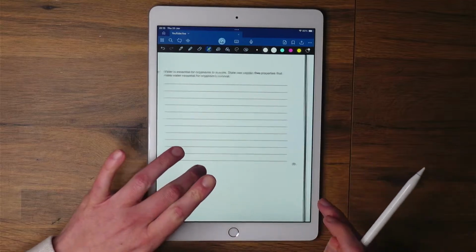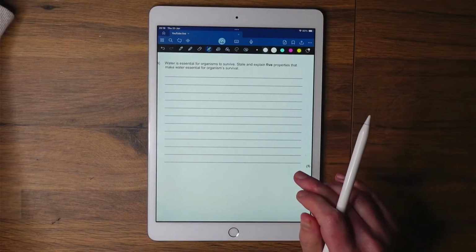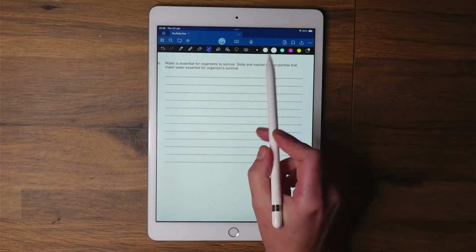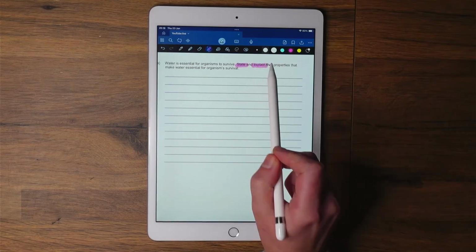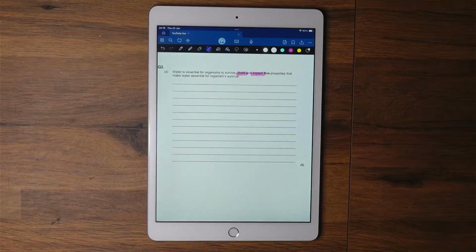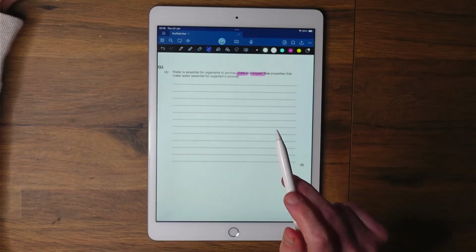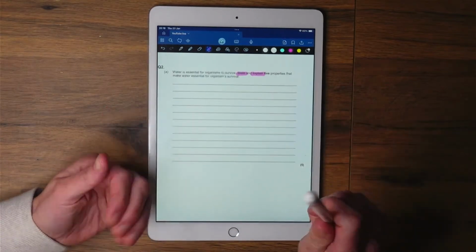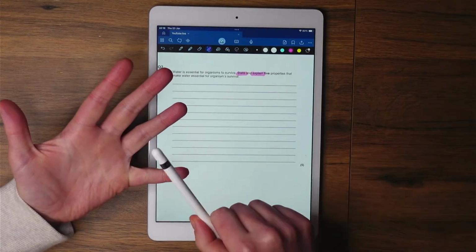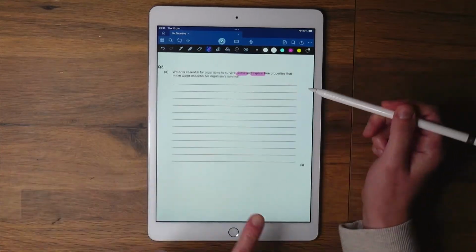Right, next on the list is a 5 marker. So for this 5 marker, we now have water is essential for organisms to survive. We have to state and explain 5 properties that make water essential for organisms' survival. So looking at these essential properties of water, there's 5 that you need to know for AQA. We have metabolite, solvent, high heat capacity, large latent heat of vaporization, and then the concept of cohesion. So those will be the 5 marks, but it's not just stating it, you have to explain as well.